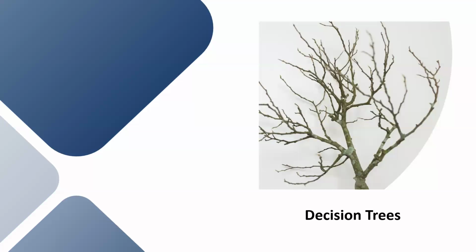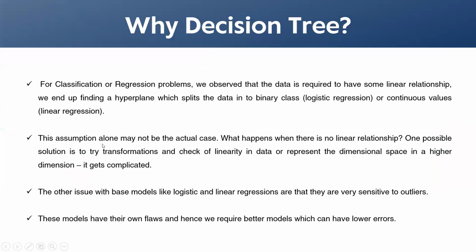Today we are going to discuss decision trees. So far we have covered two different models. One of the models was linear regression, wherein the data set was something like this. We have an x feature and a y feature, and there was some kind of a linear relationship between x and y.